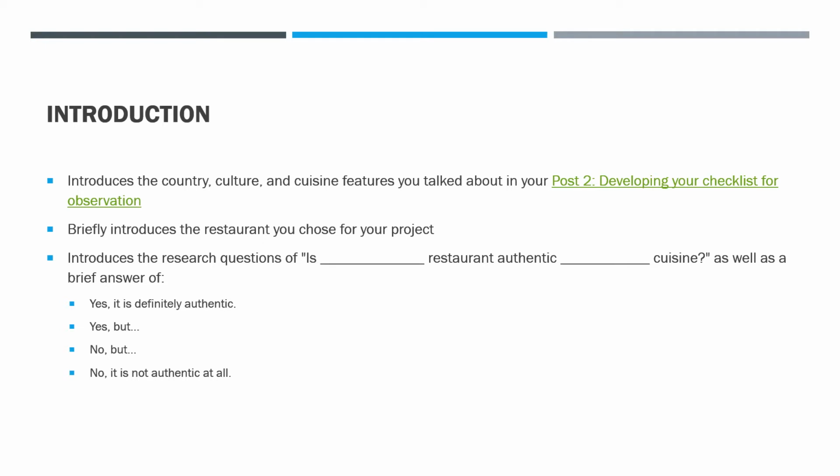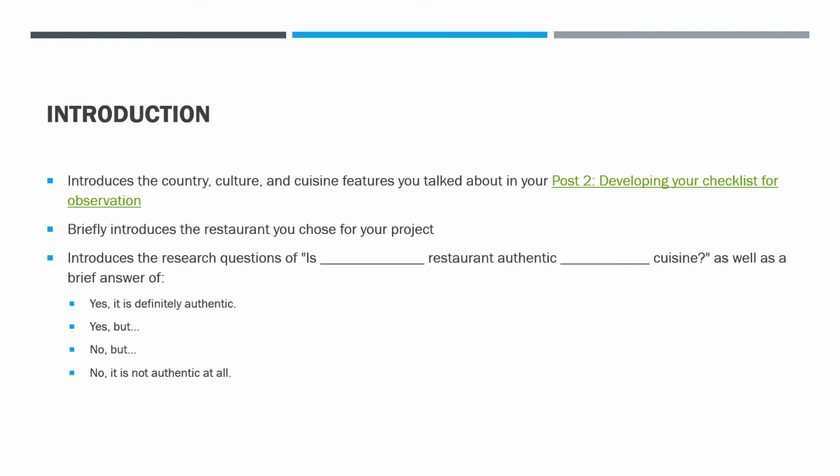When we look at the introduction, we want to think about all of the details that you developed in your research originally on the cuisine, the country, the culture, and all of those features that you talked about in your second post for the project, where you developed a checklist to prepare for your observation. Now, since we're not able to go through and do that observation, we want to make sure that we collect and define everything that gives us the information that we need.